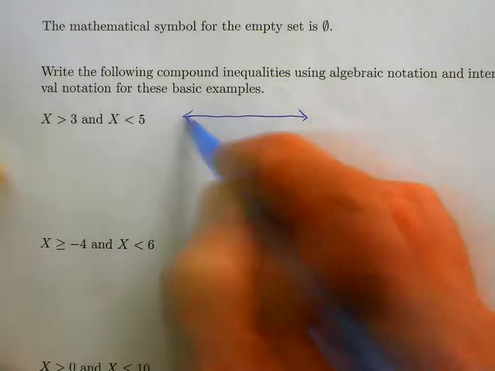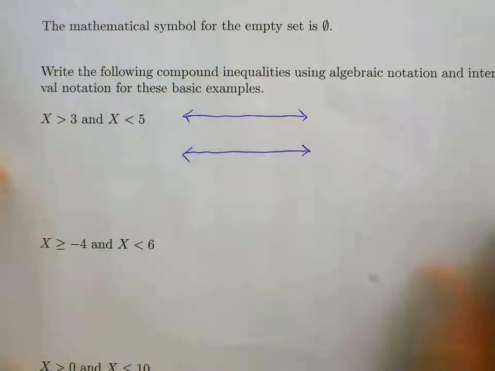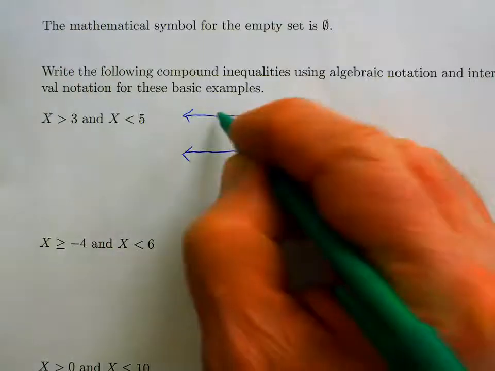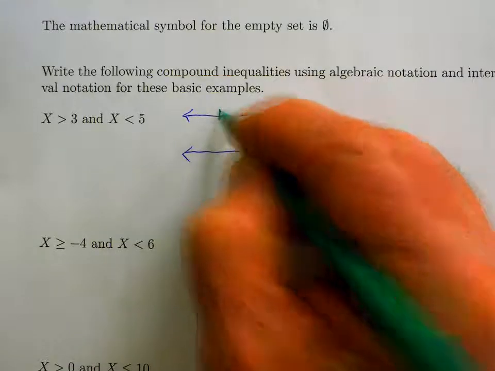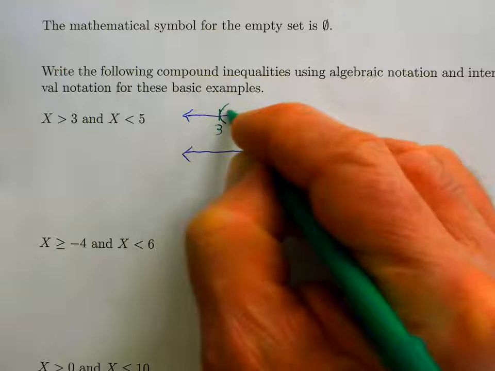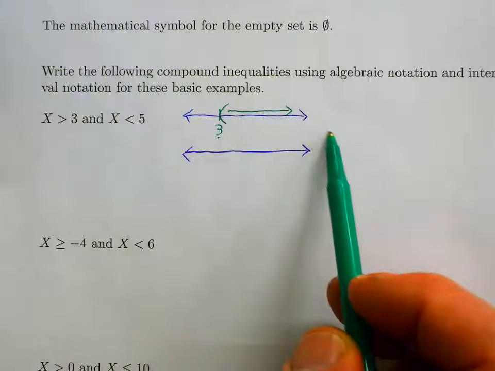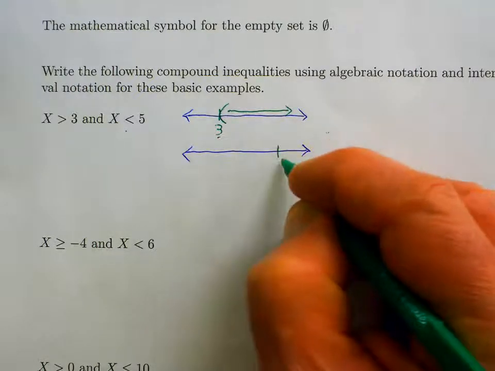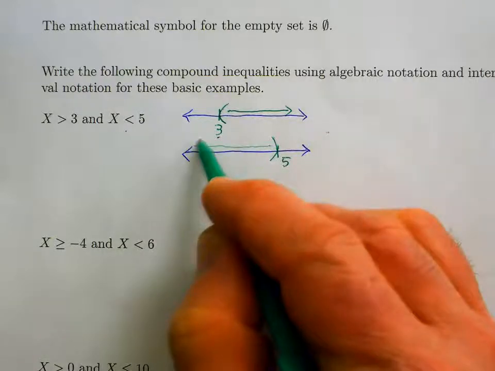Let's do the number line exercise. You don't have to do it this way all the time, but it might help to start with. So the top one, x is greater than 3. On the number line, it's just the numbers to the right of 3. The other one is x is less than 5. On the number line, that's just to the left of 5.